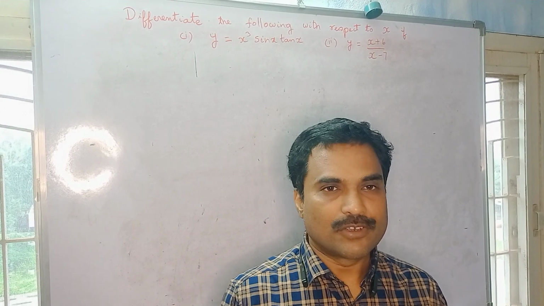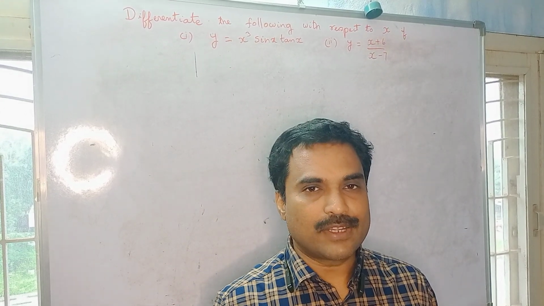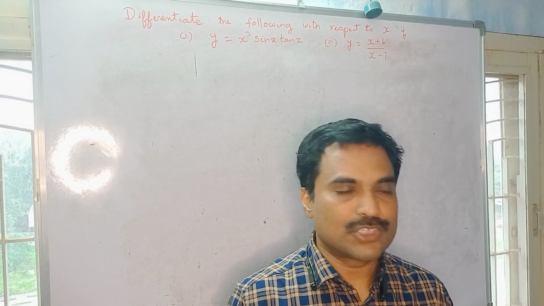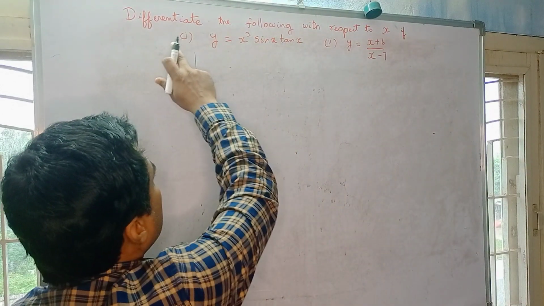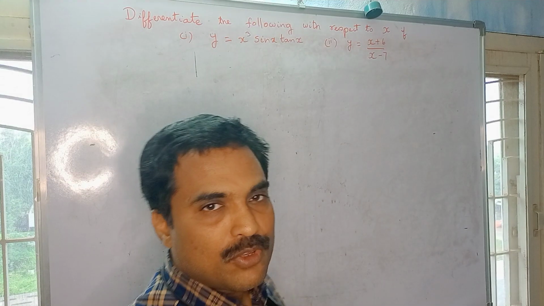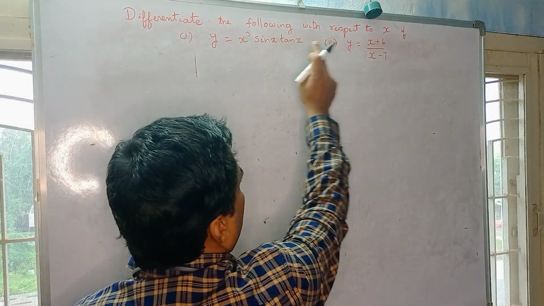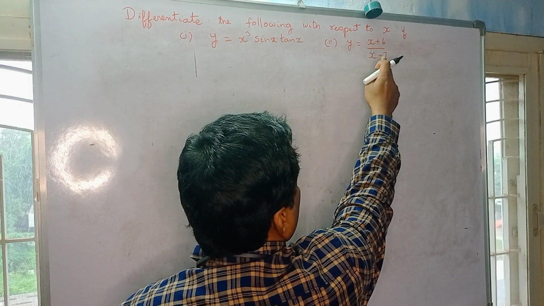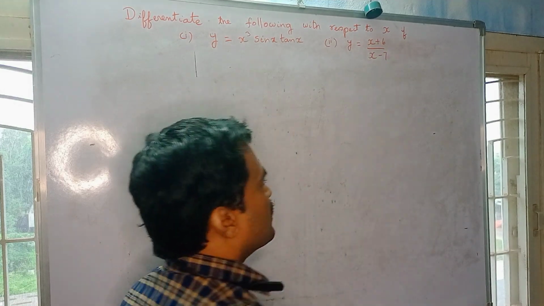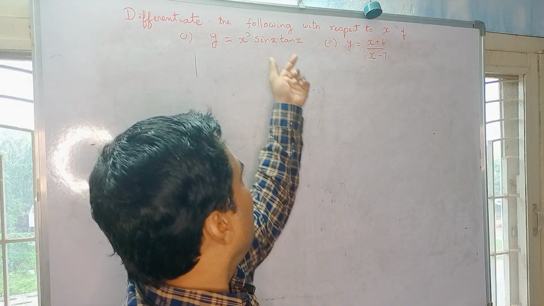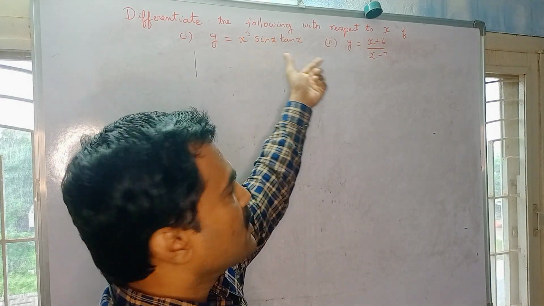In this video, I am going to solve a mathematical problem under differentiation. So the problem is, differentiate the following with respect to x. First, y equal to x cube sin x tan x. Second one is y equal to x plus 6 by x minus 7. Our motive is to find dy by dx for the first and second one.